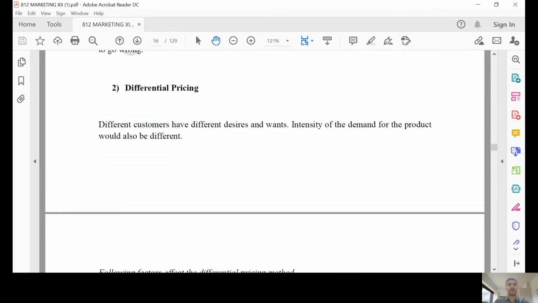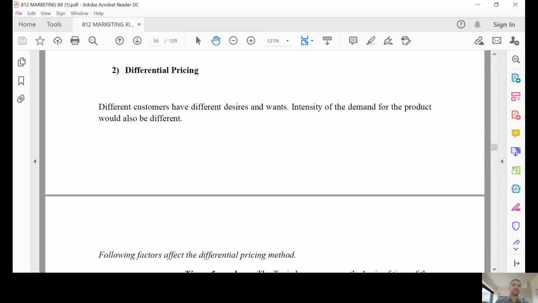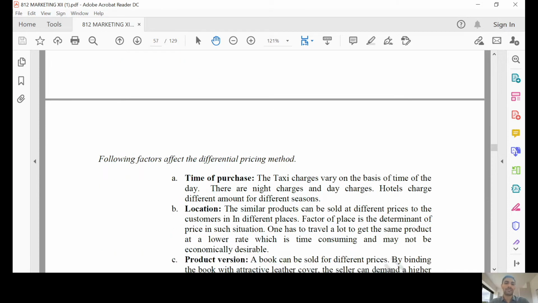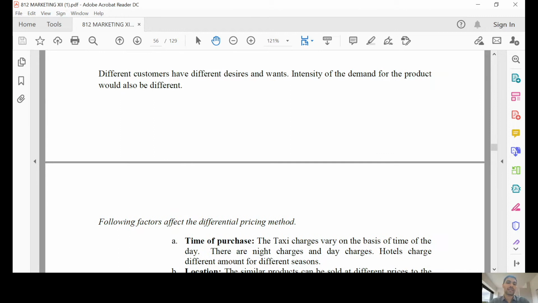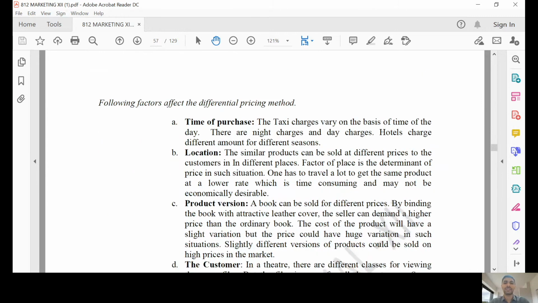The second type of demand-oriented pricing is differential pricing. From the name itself, all of you know what is meant by differential pricing. So differential pricing means for different customer, different price. The product may be same or service may be same. So what are the different factors affecting the differential pricing method?